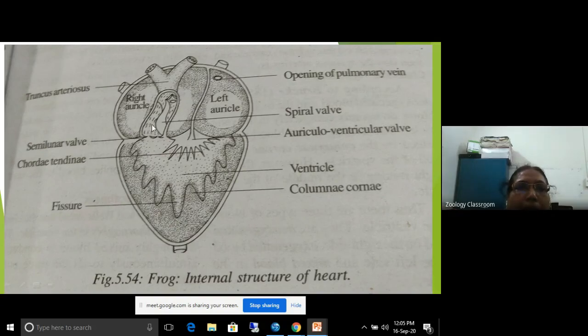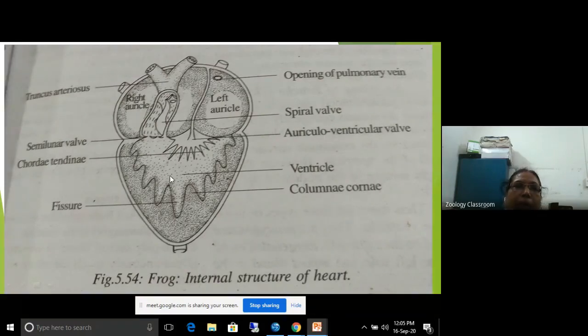Then this is the truncus arteriosus. In dogfish it is called conus arteriosus. In frog it is called truncus arteriosus. So this truncus arteriosus, then the auricle opens into the ventricle by a valve. It is called the auriculoventricular valve. In this cell also auriculoventricular valve. Then in between two auricles there is a partition. This partition is called the interauricular septum.